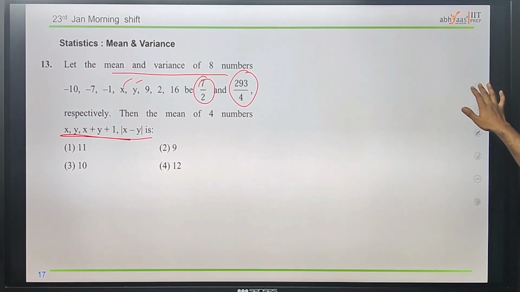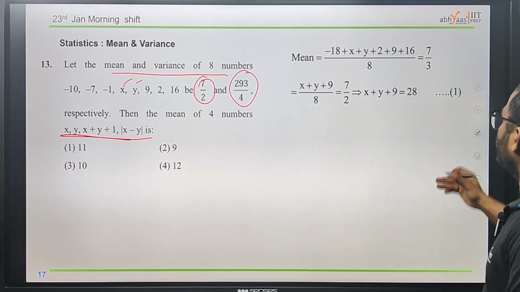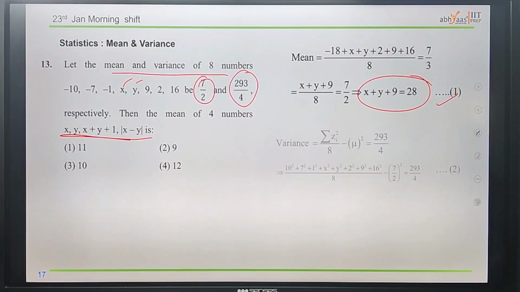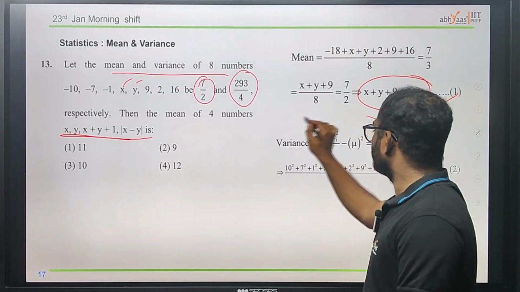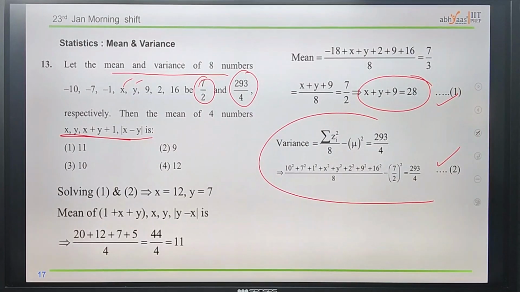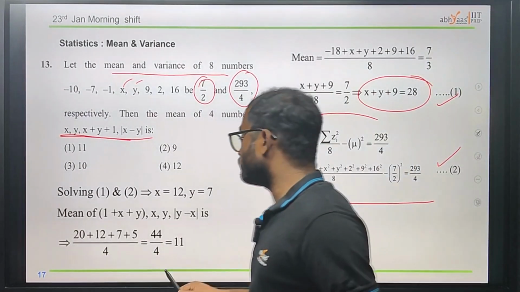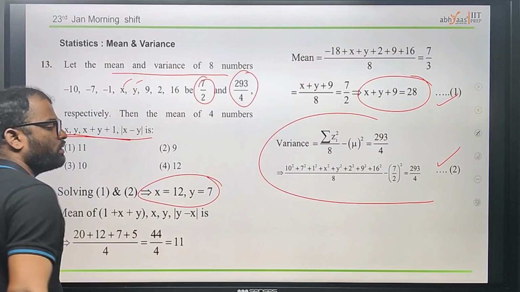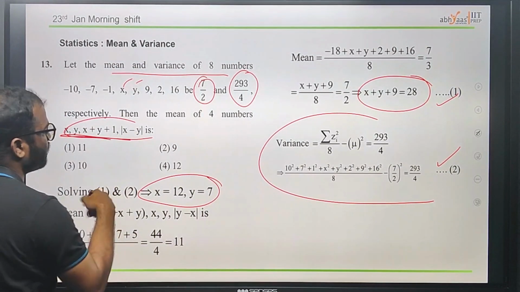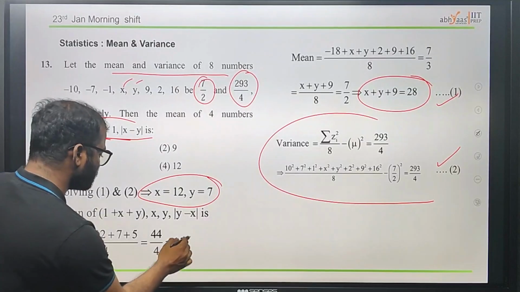First we need to find the mean. By using the mean value, we will get the first equation as x plus y plus 9 is equal to 28. Next by using variance, we will get the second equation. After solving both equations, we will get x equal to 12 and y equal to 7. Now we can substitute those values and find the mean of those values. We will get 11.